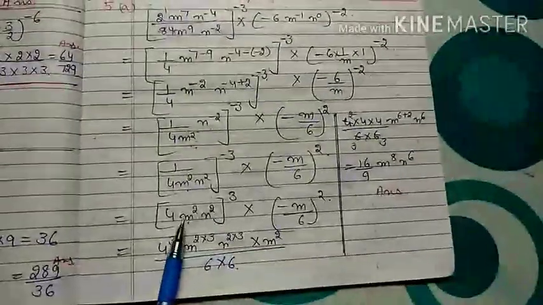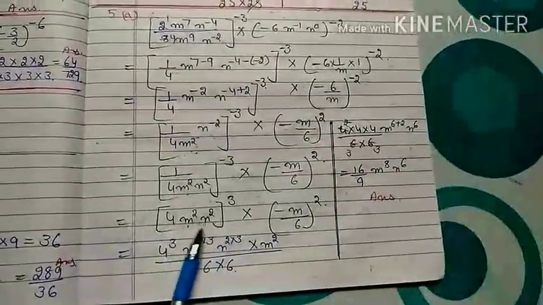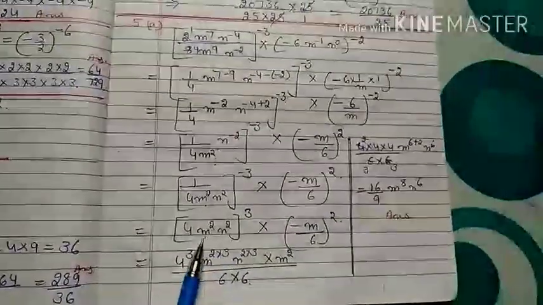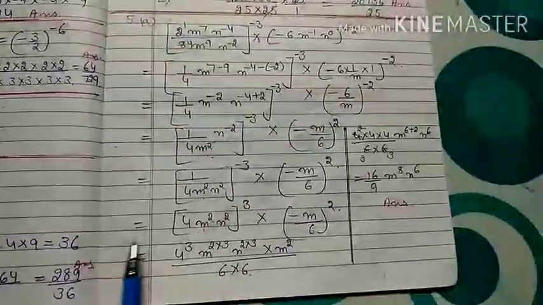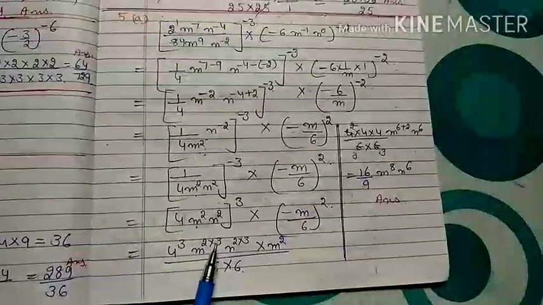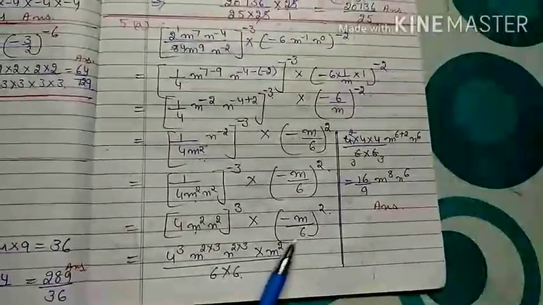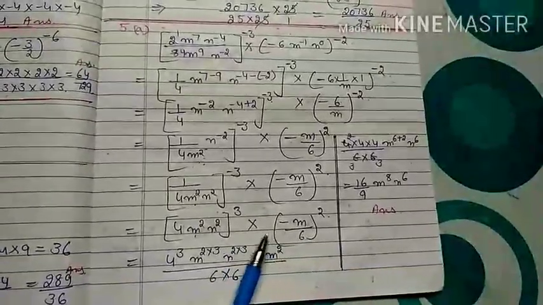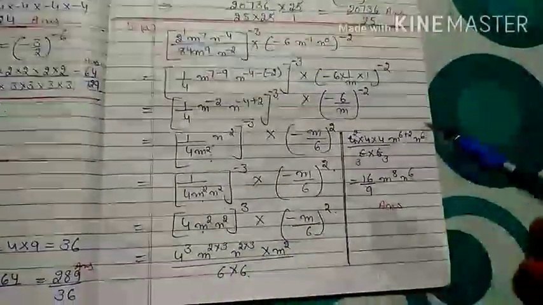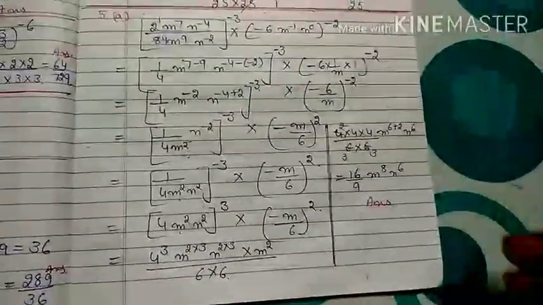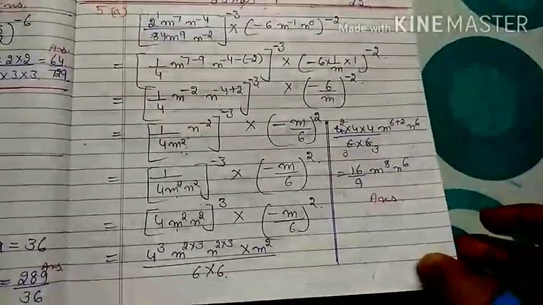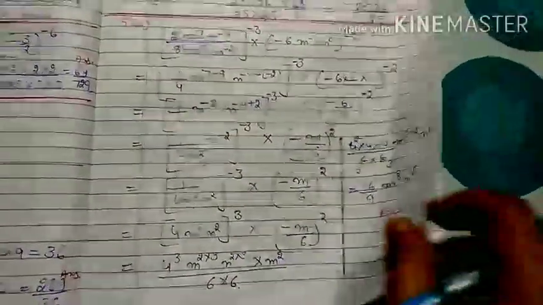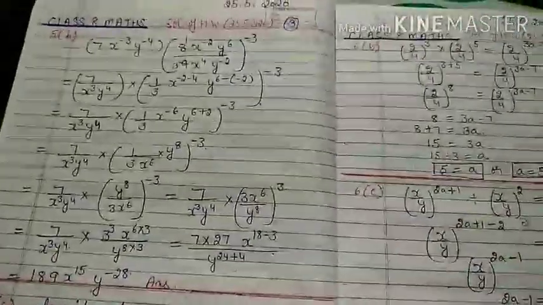Now if your exponent rule is there, if there are two terms inside the bracket multiplied and a common power is there, that power is multiplied with each term's power inside the bracket, like 4 cube, m 2 into 3 and n 2 into 3. Here also negative, whole power is 2, so negative changes to positive, and 6 into 6. My required answer is 16 by 9 m 8 and n 6 after solving, because 6 plus 2 gives me 8. Now your fifth question B part.